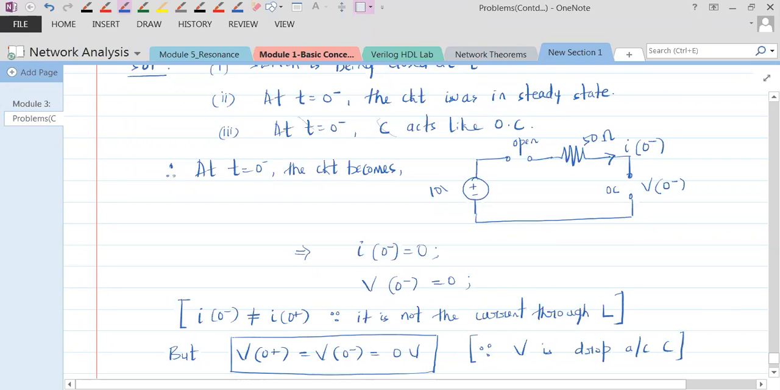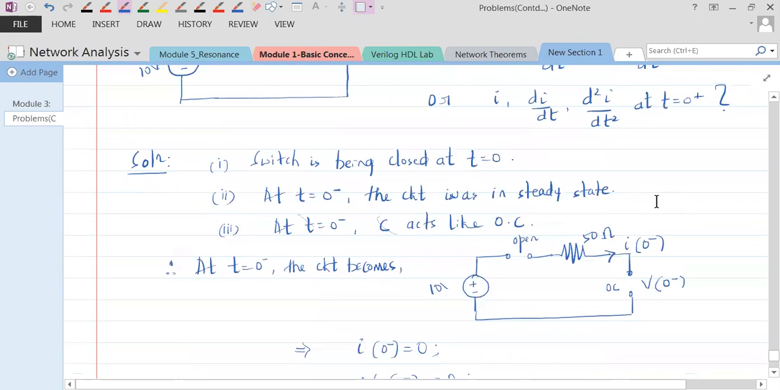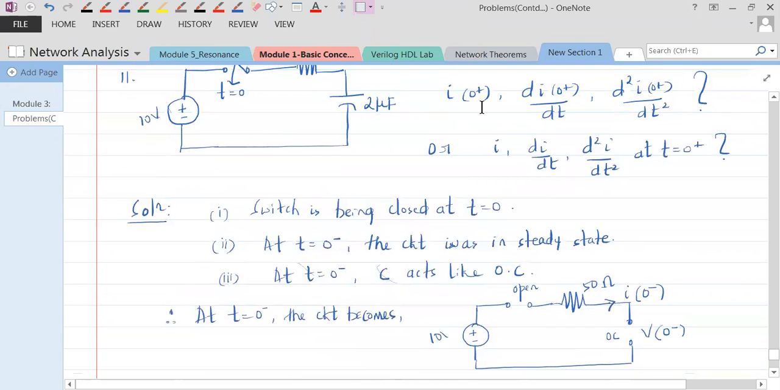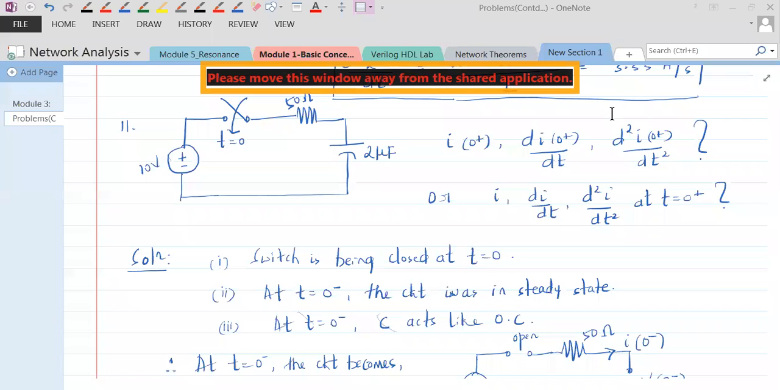Make sense? Okay. Now we have been asked to find out I of 0 plus. I of 0 plus is not equal to I of 0 minus. That means I of 0 plus needs to be found out by considering the condition at T equal to 0 plus. Is everybody okay with that? So if you have written, just compare that with this. What's happening at T equal to 0 plus is what we need to look at.